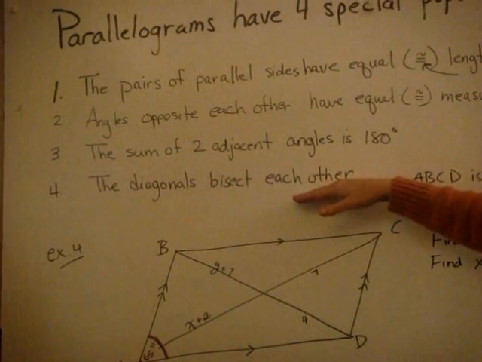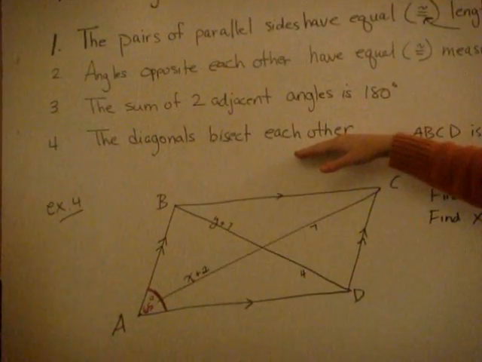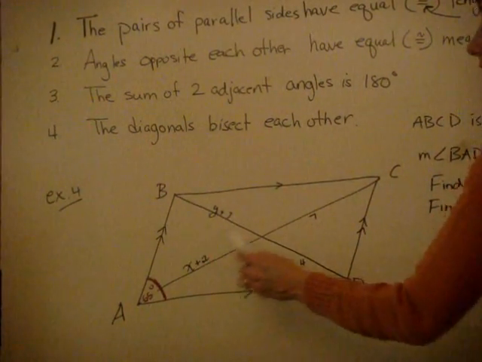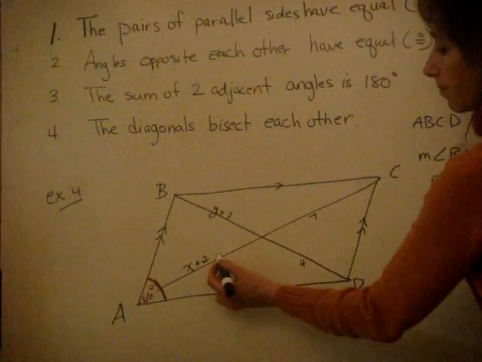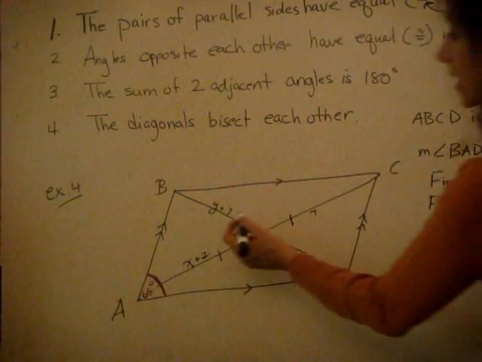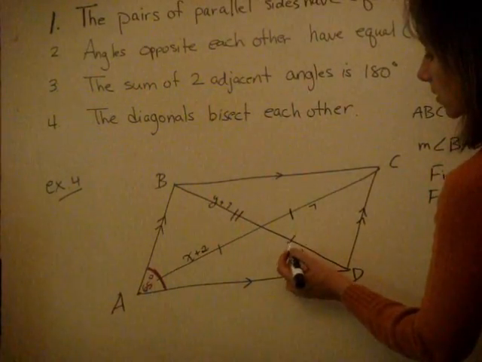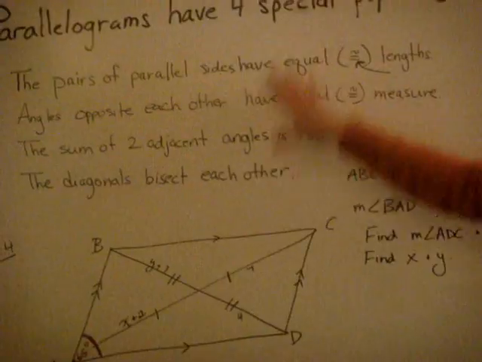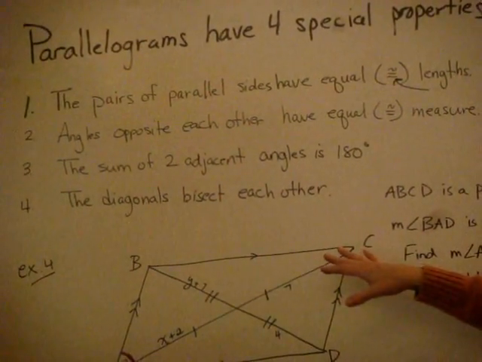And the final thing is that the diagonals bisect each other. That means when the diagonals cross, this part is the same as this part. I can just mark this in. This one is equal to this one. It means it divides it exactly in half. And this one is equal to this one, or congruent to that one. So with these 4 things in mind, let's try 2 problems.